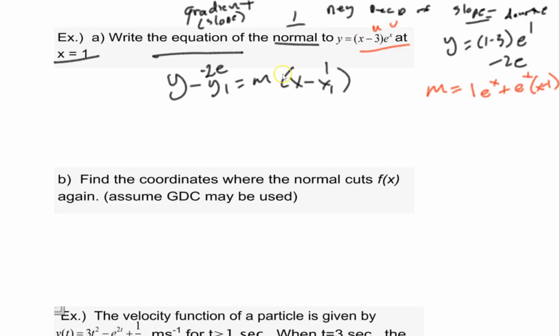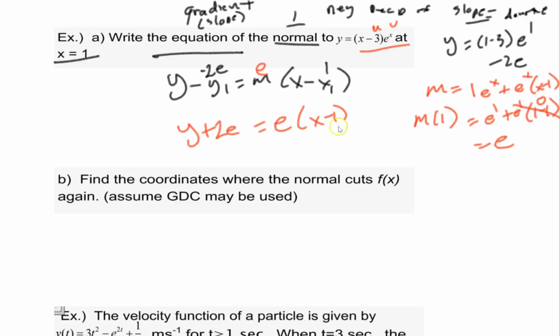So, right, my m here should be a value. So don't just plug that equation. We got to plug in our x value. So it's a derivative at x1. So plug in 1. And this cancels out because that's 0. And I get e. So my m's e. And there's my equation. y plus 2e equals e times x minus 1.